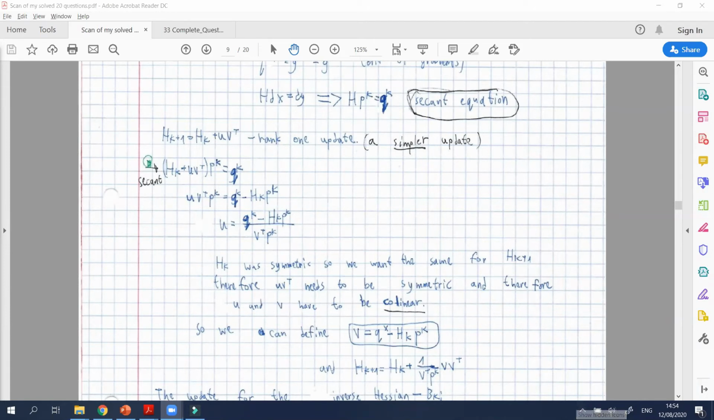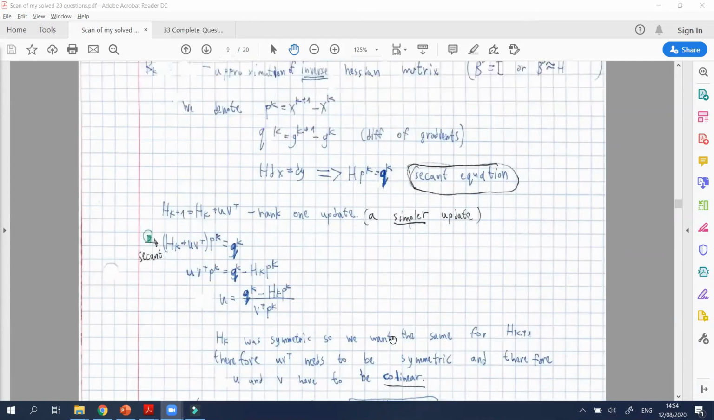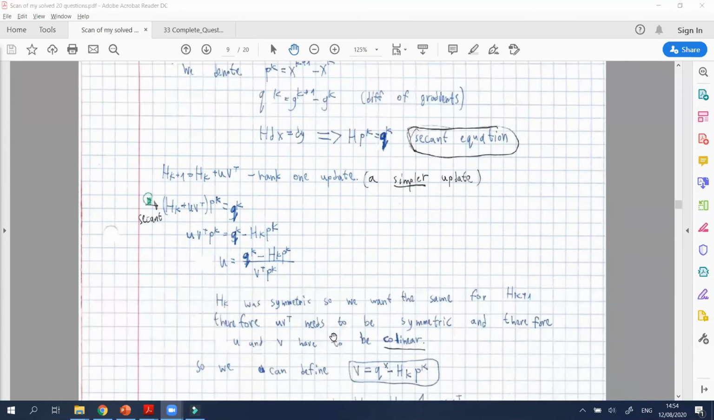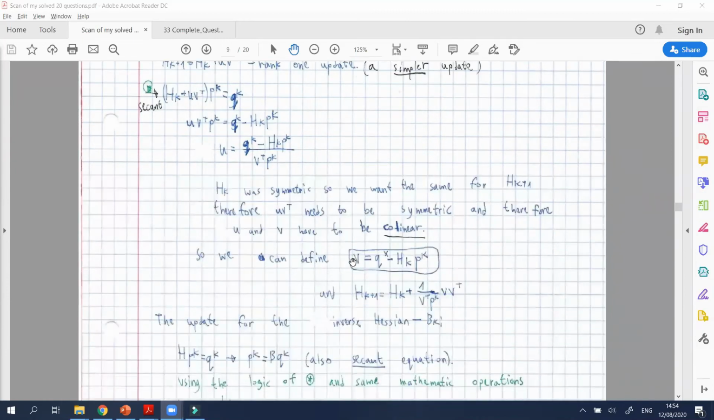So we can just define V to be QK minus HK PK, which we have from past iterations. And we just define HK plus 1 to be HK plus 1 over V transpose PK times V V transpose. And that's just the updated Hessian for the next iteration. And we iterate through it with the Quasi-Newton method. This way we achieve our goal and get closer to our solution at each iteration.